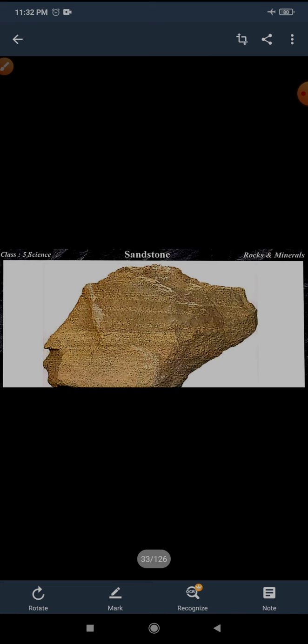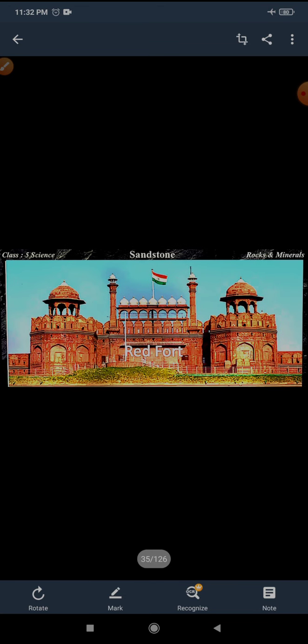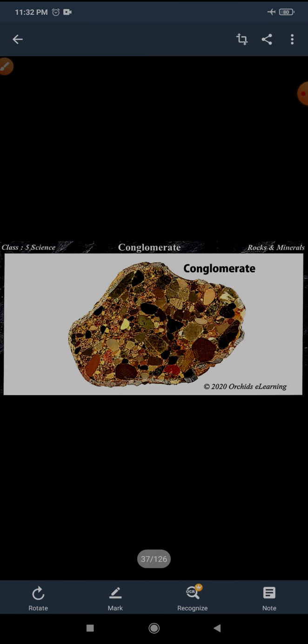Here it is, sandstone, a soft stone that is formed by sand particles deposited close together, and many of India's famous old buildings such as the Red Fort in Delhi and many places in Rajasthan are made of sandstone. Okay, now see some more examples.